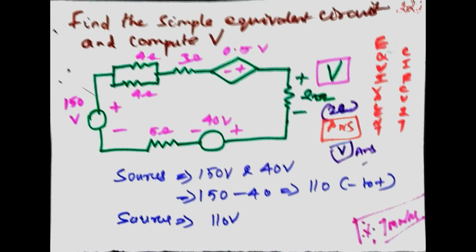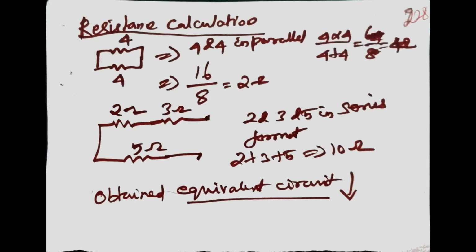Sources plus 150 and 40 volt, that is minus to plus, rise voltages, and 40 volt plus to minus. So 150 minus 40, put opposite sign for 40, that is 110, minus to plus. The source is 110 volt.